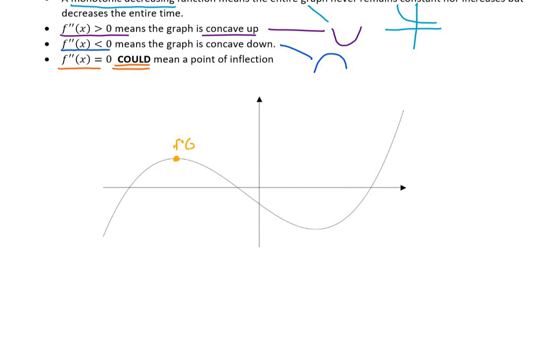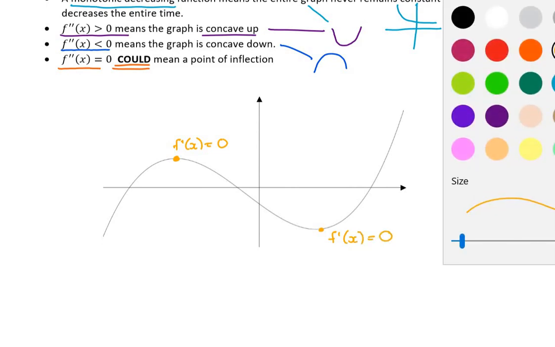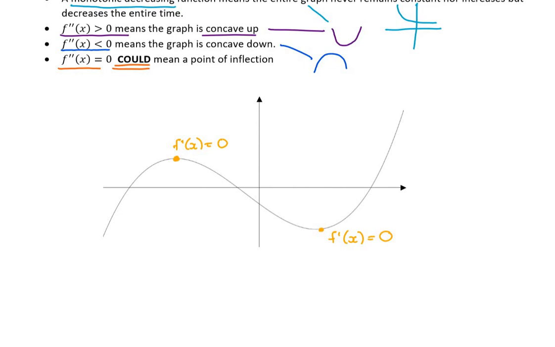That's where my first derivative is 0, and that's where my first derivative is 0. So there are 2 stationary points here. This part of the graph will be where your gradient is positive because the graph is going up. So my gradient is positive.